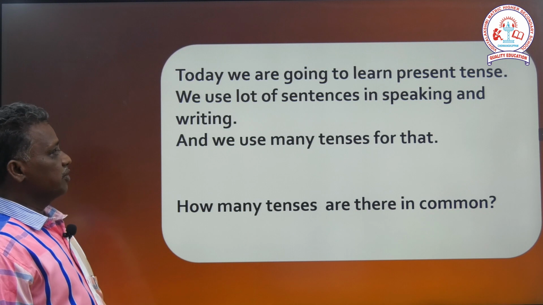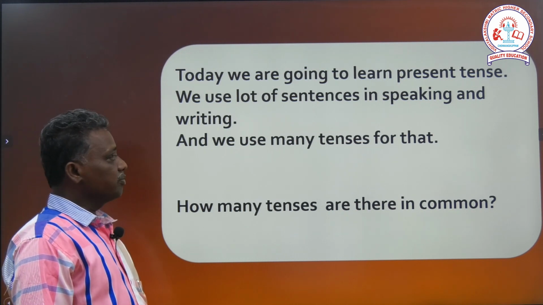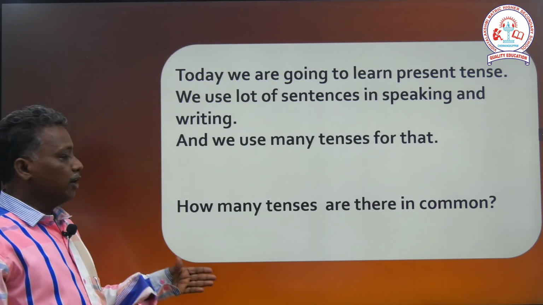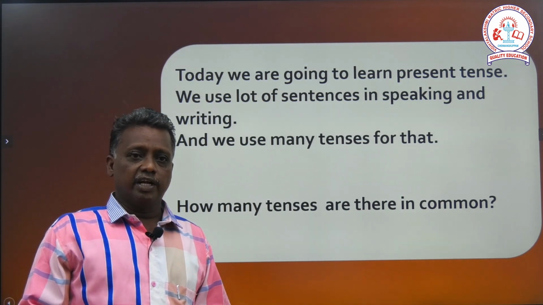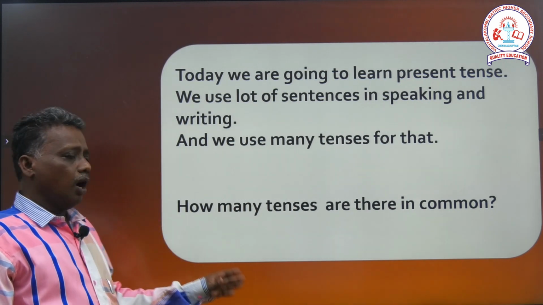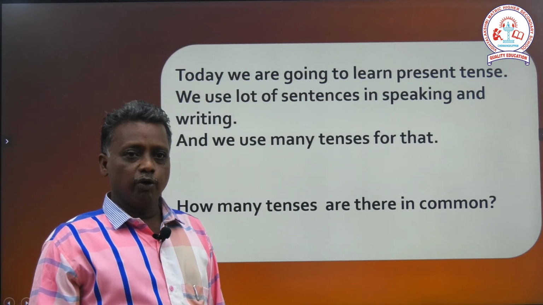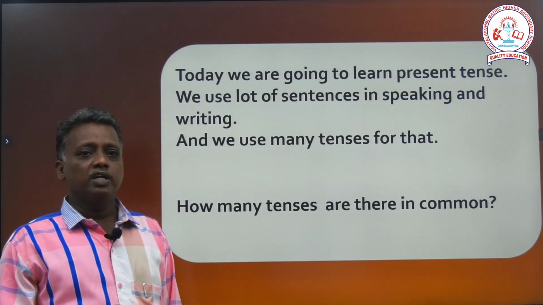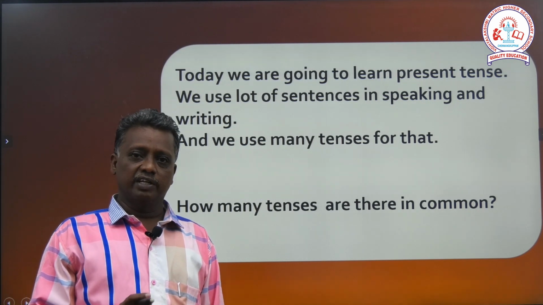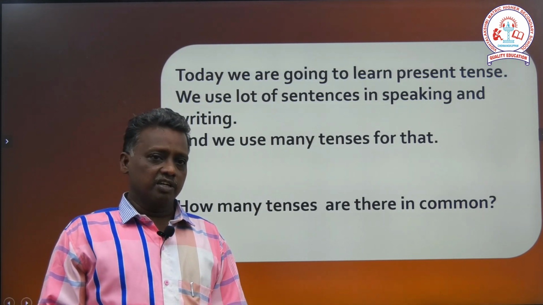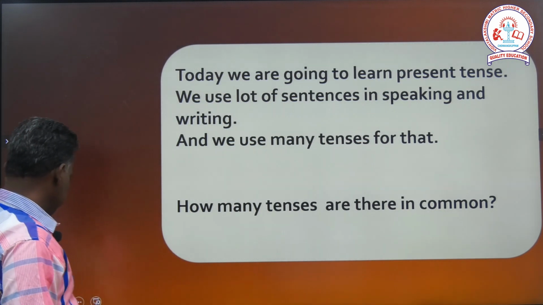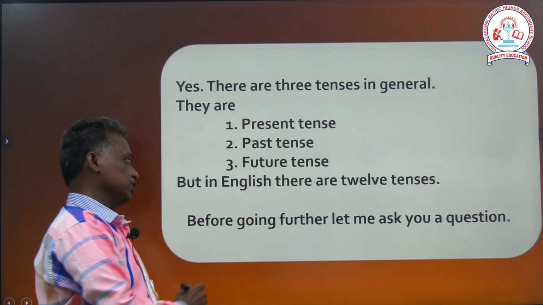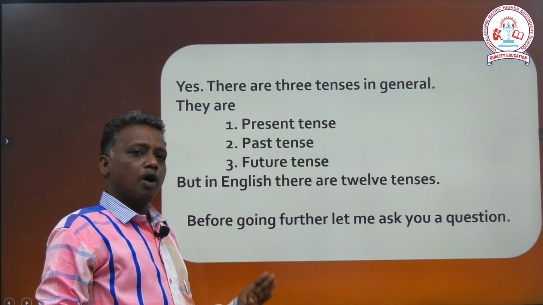Today we are going to learn present tense. We use a lot of sentences in speaking and writing, and we use many tenses in writing and speaking also. How many tenses are there in common? Do you know? Can you guess the answer? Yes, you are right. There are commonly 3 tenses in Tamil or English, whatever language. What are they? Yes, present tense, past tense and future tense. These 3 are the common tenses.